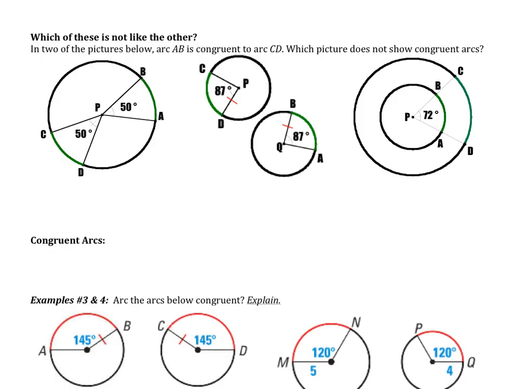We're going to move on to something new. It says, which of these is not like the other? In 2 of the pictures below, arc AB is congruent to arc CD. Which picture does not show congruent arcs? So remember, congruent means that they have the same length. Okay, so in the first picture, this arc definitely looks to be the same length as this arc. So these are congruent. You look at the next two. Where does it look like the arcs are different lengths?